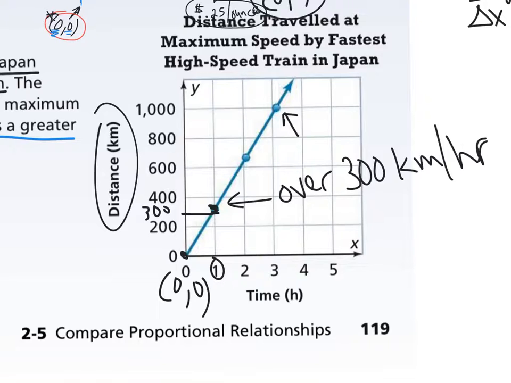One other thing we could look at for sure here is that in 2 hours it's over 600 kilometers. So even if it was right at this point, which it's not, it's more than that. Right at that point would be 600 kilometers in 2 hours, which would be 300 kilometers per hour. So for sure, that's our point that we could tell definitely it is over 300 kilometers per hour.